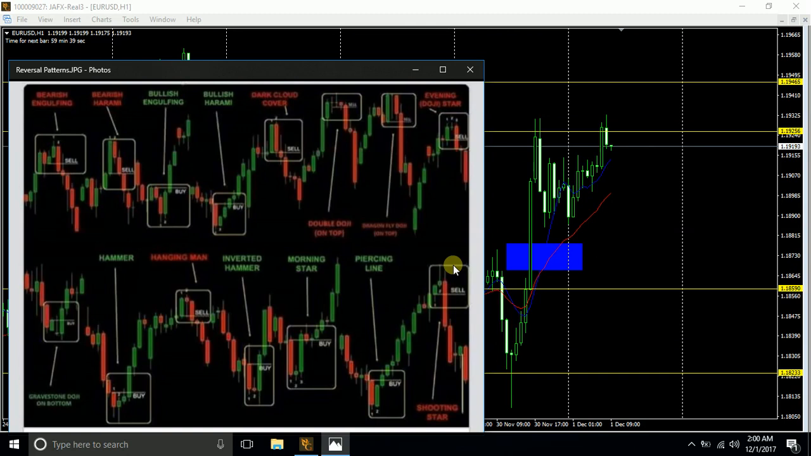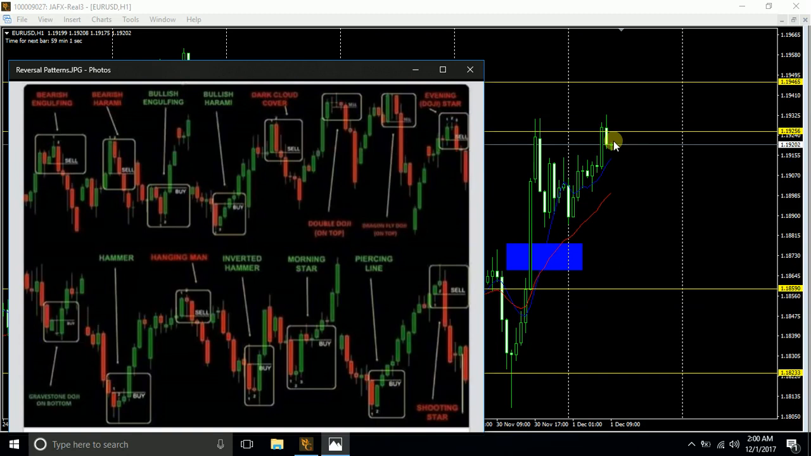Now, it takes at least 2 to 3 candles for one of these patterns to appear. If you look across the board, you can count groups of 3, 4, or 5 candles. So it typically takes 3 to 4 or 5 candles for a particular pattern to form.